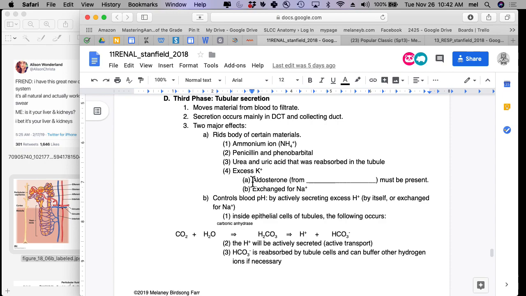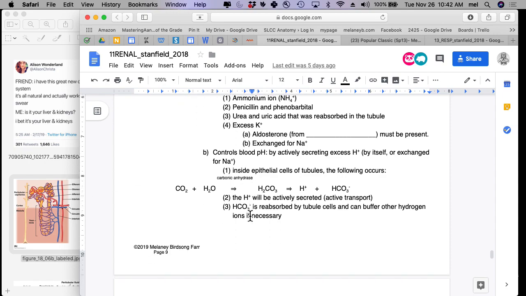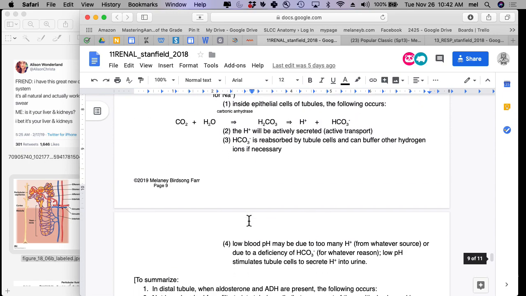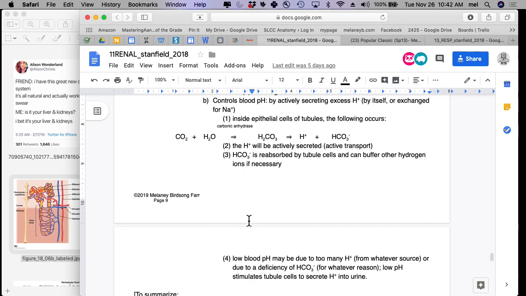Because, again, aldosterone causes sodium blank and potassium blank. Sodium reabsorption and potassium secretion. Good. Okay, aldosterone's from where? Adrenal cortex. And it's, of course, exchanged for sodium. Good. And then last but not least, you are going to control blood pH primarily by deciding how much H plus to hold on to versus secrete.